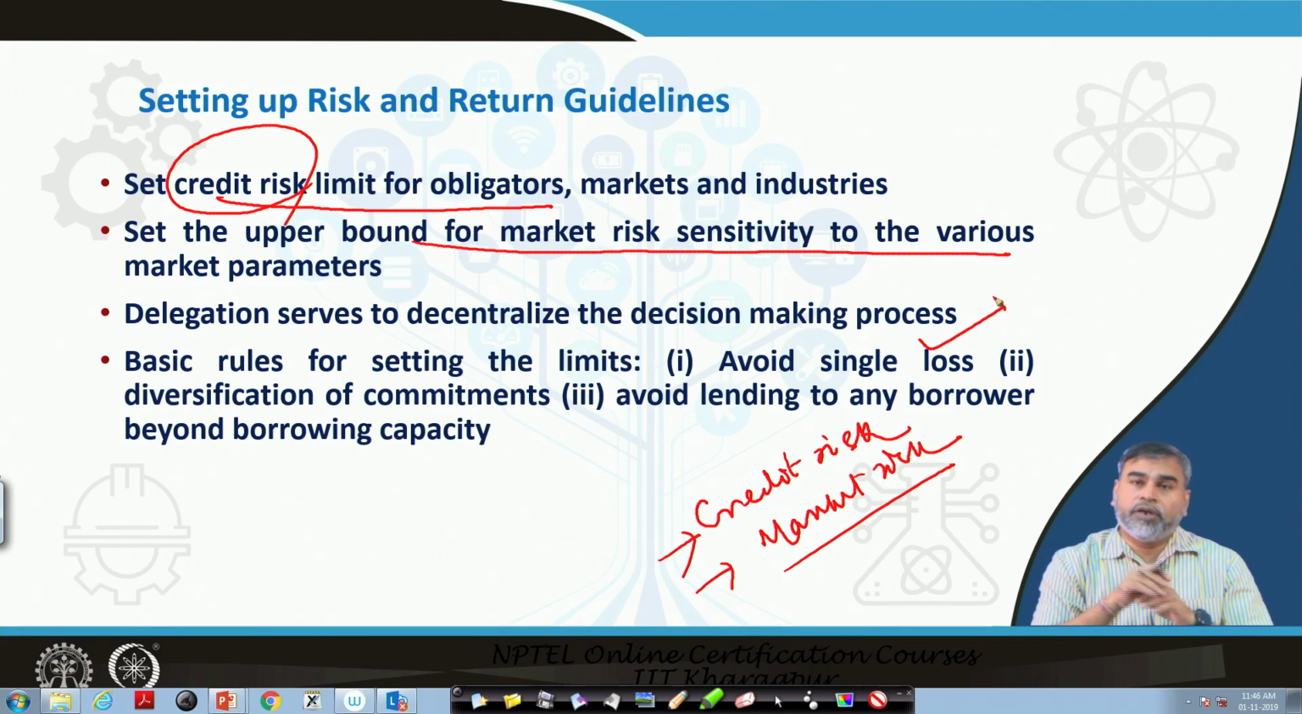Another traditional way of doing this is to avoid lending to any borrower beyond borrowing capacity. That means, do not go for adverse selection, do not loosen your conditions, do not loosen your criteria. By that you can choose somebody who is not capable enough to repay the loan in the future. So, avoid lending to any borrower beyond the borrowing capacity. These are the guidelines whenever we set up the risk and return for a particular business line in the commercial bank.